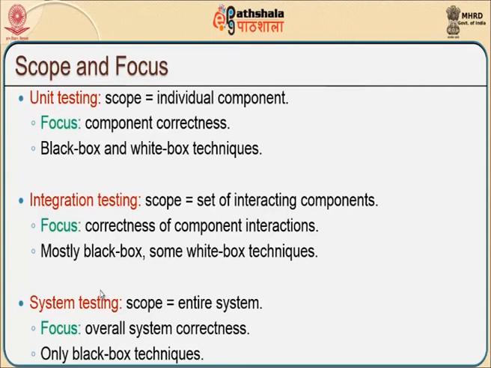If you look at unit testing, the scope is to test the individual component and the focus is given to the component, which needs to ensure the correctness property. So, if you ask what kind of testing we may have to perform, we may have to use a technique of both black box and white box.